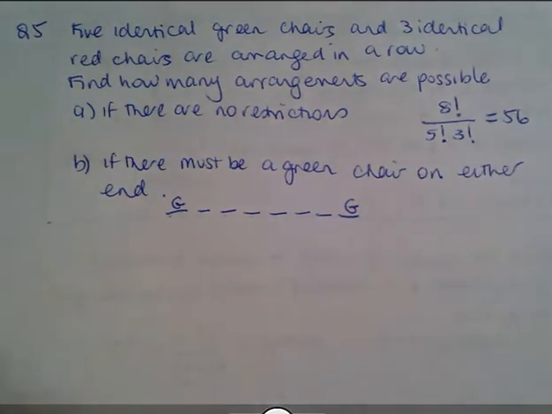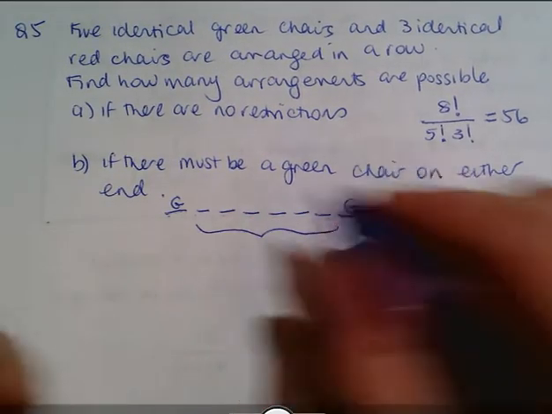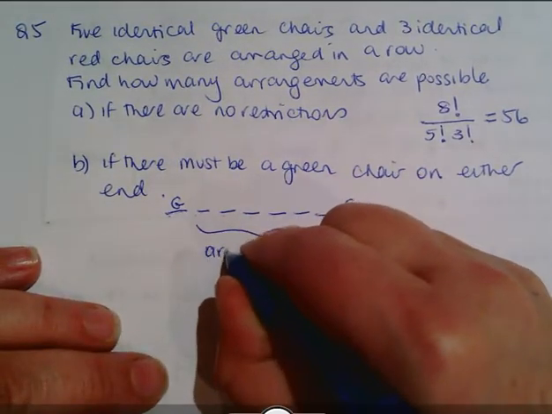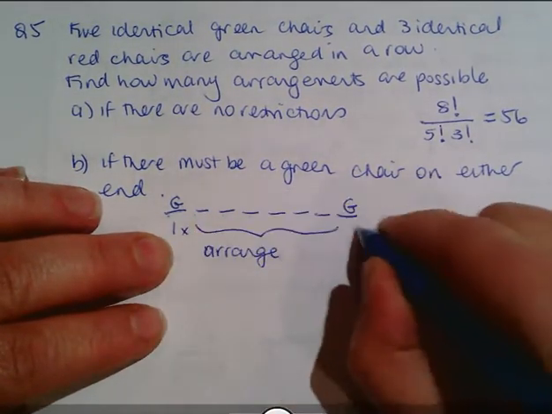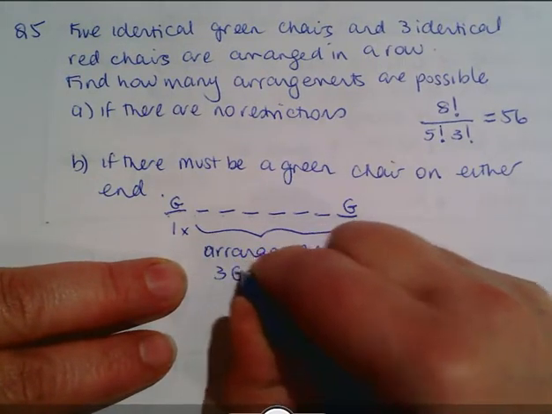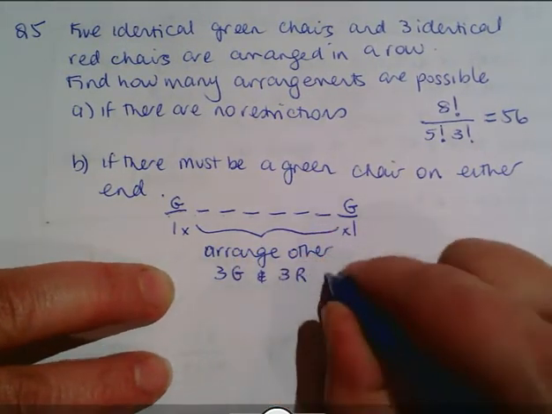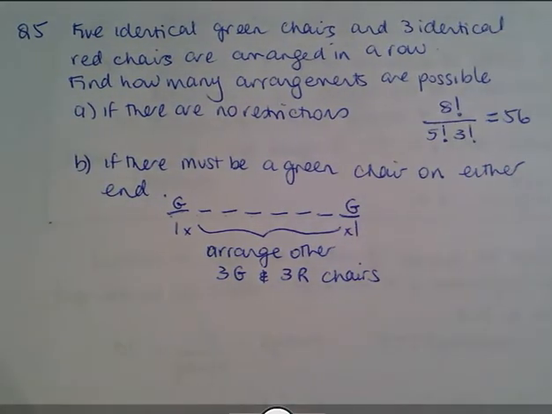And these have to be green. So really what I need to do is arrange. So they're a definite. That's a 1. Only one way to do that and one way to do that. I just need to arrange the other 3 green and 3 red chairs. Okay, because these, only one way to do that and one way to do that.